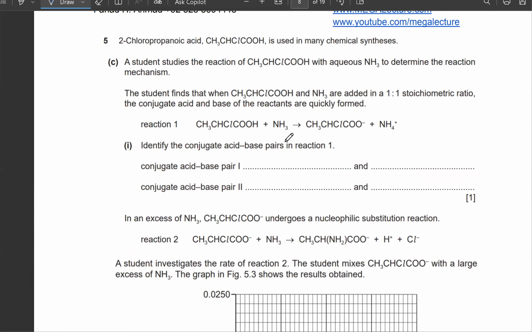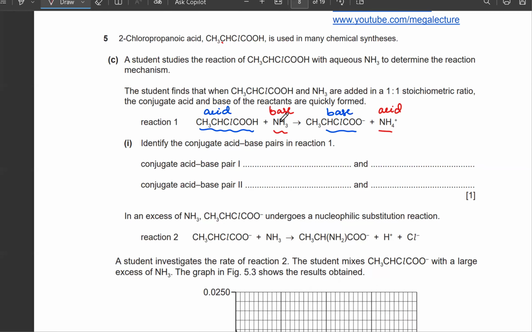So this one, identify the conjugate acid base pairs in reaction number one. So there's this reaction happening. So acid conjugate acid base pairs, pair one. This is the first pair. I'm just going to mark them. That's pair number one. This is the acid, and this one is the base. And the other pair is this one. Ammonia is behaving as the base, and ammonium ions are behaving as the conjugate acid, because in reverse, this is going to lose H plus. Is this part clear?